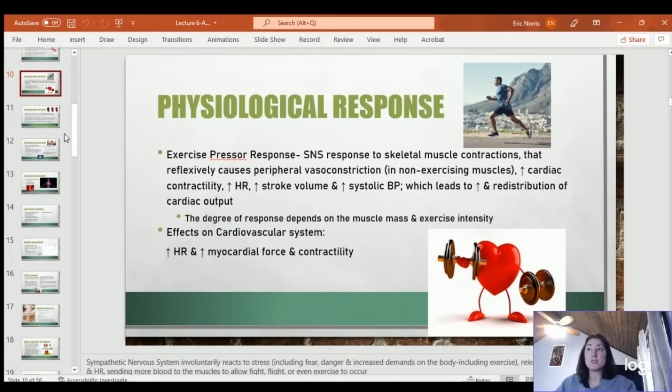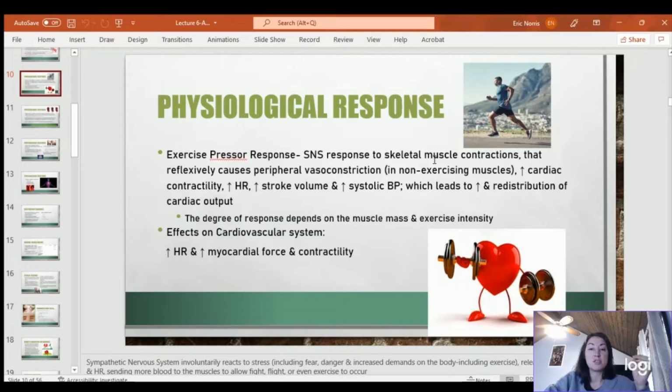The physiological response. So the exercise pressor response is when the sympathetic nervous system responds to skeletal muscle contractions, and it reflexively causes peripheral vasoconstriction, so in non-exercising muscles. So it's saying, hey, we need more blood to come here, constrict the areas that are not being used right now, and then dilate the areas that are being used. Now this constriction to certain organs, you need your heart, of course, and to unused muscles at the time, leads to an increase in the blood available to the muscles being used and to the heart.